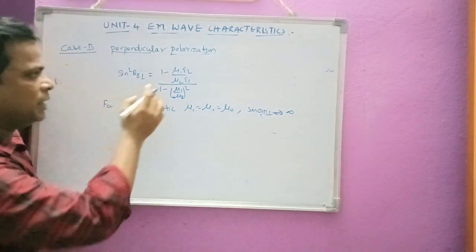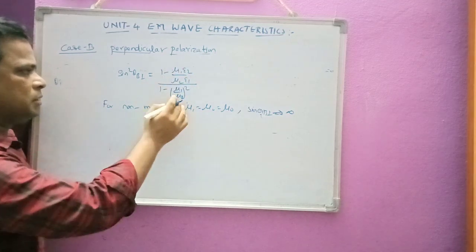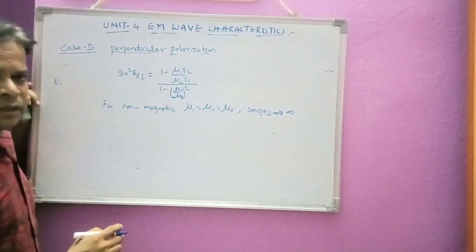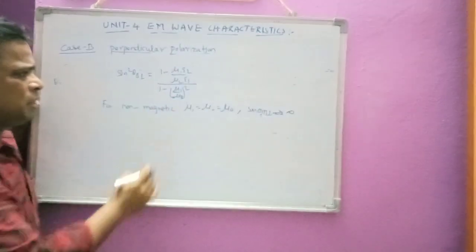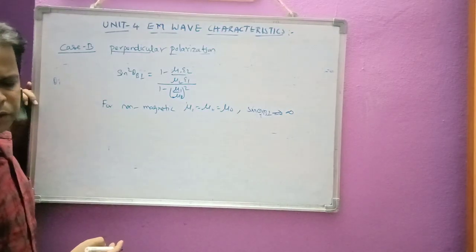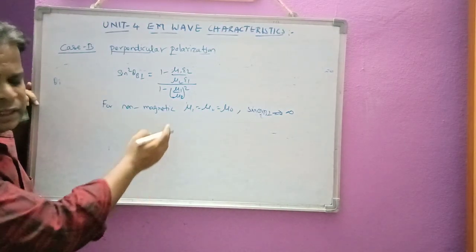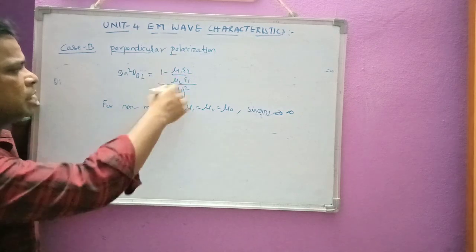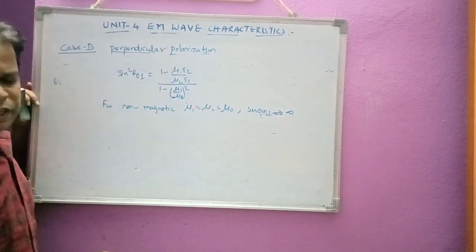We can't take that condition because 1 minus 1 will become 0 here, so 1 by 0 is infinity. We are not going to do that, because the sine of the angle is never greater than 1. So this condition is not satisfied here.